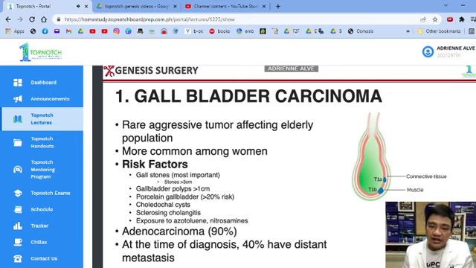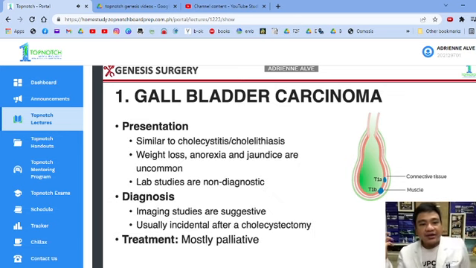And usually, at the time of diagnosis, 40% of these patients already have distant metastasis, making for a poor prognosis. The presentation of gallbladder carcinoma is usually similar to any gallstone disease. Most of the time, gallbladder carcinoma is diagnosed on the post-cholecystectomy specimen, or it is an incidental finding in the cholecystectomy specimen. Okay? And because most of them are metastatic at the time of clinical presentation, our treatment for them is mostly palliative.